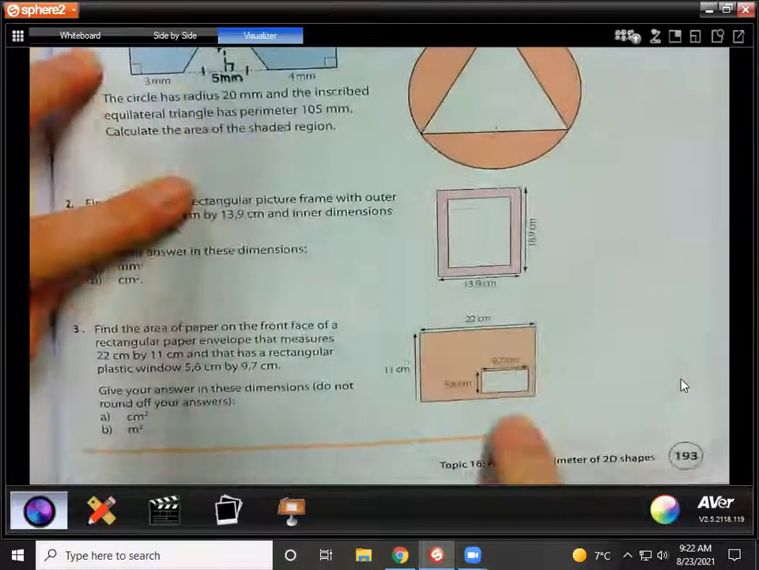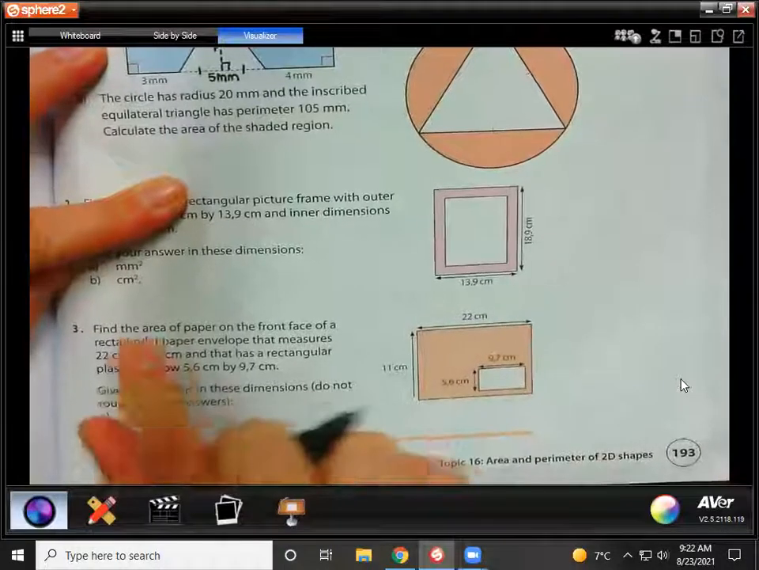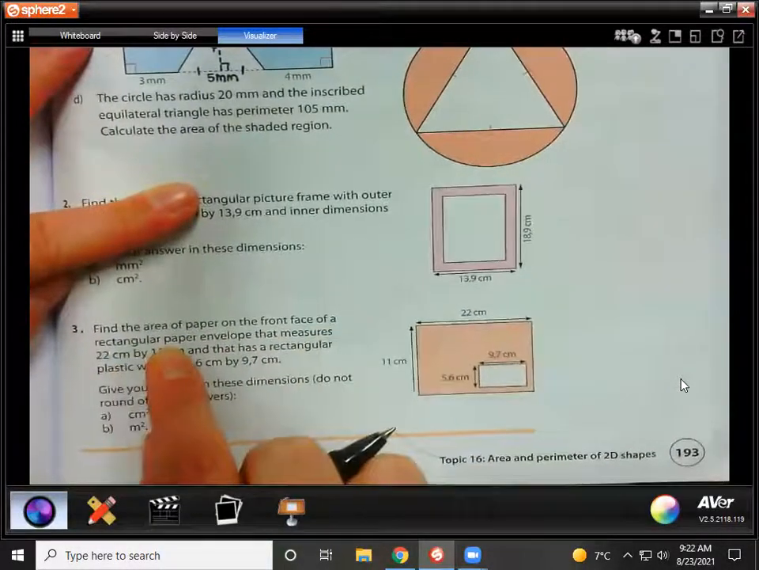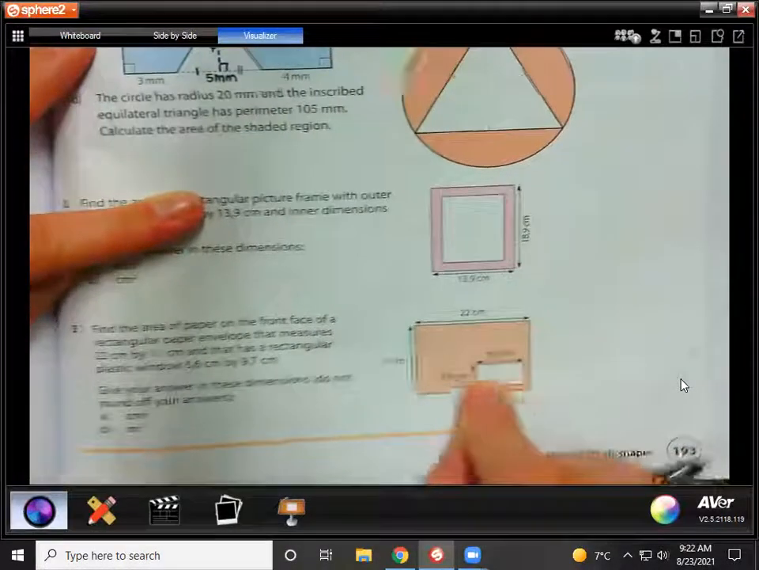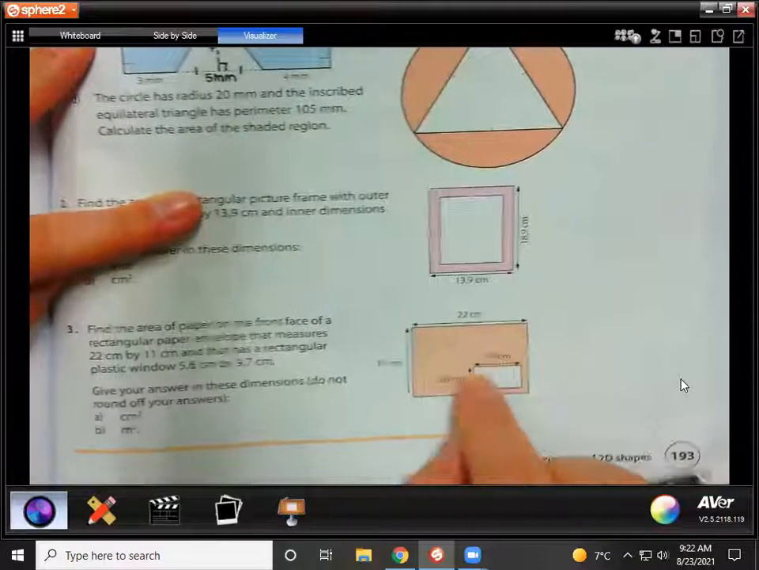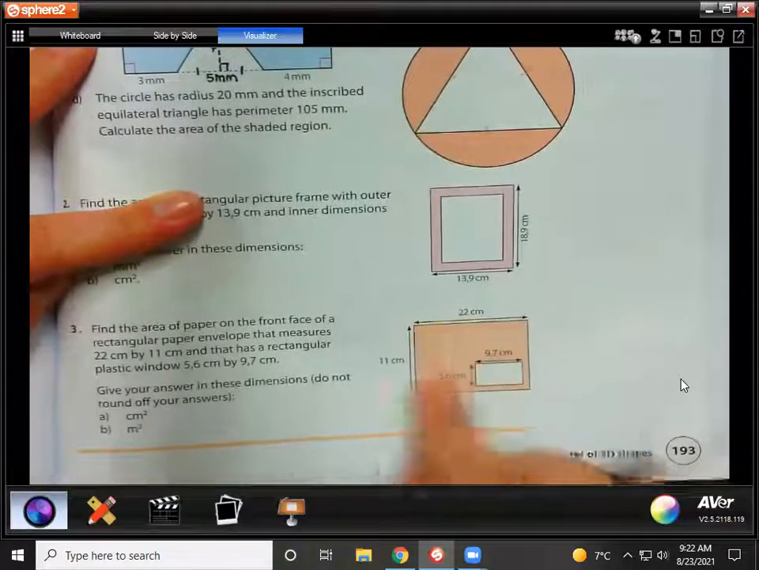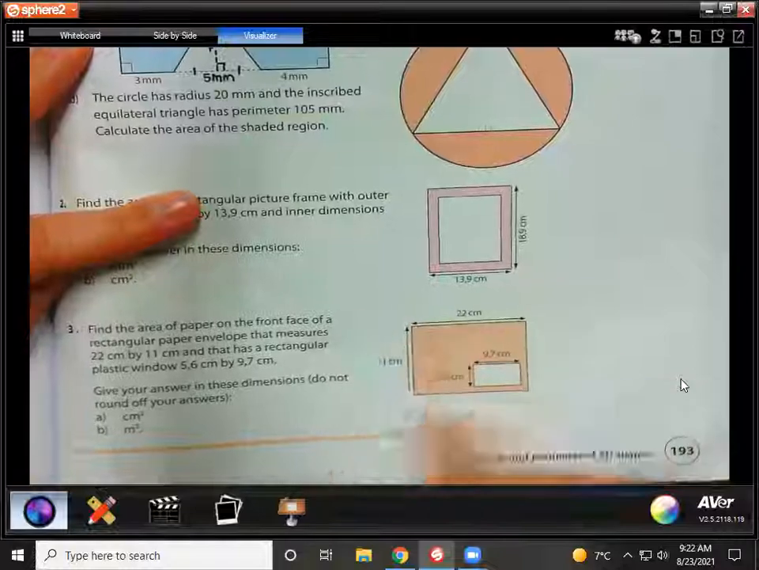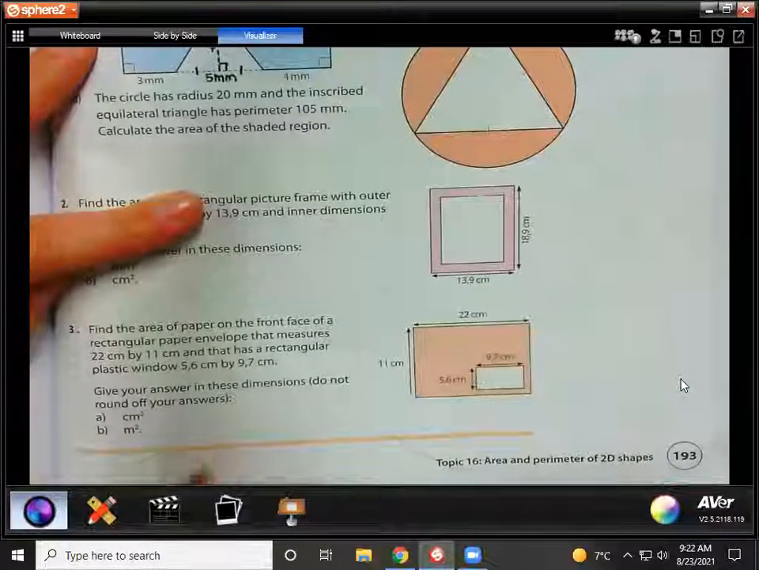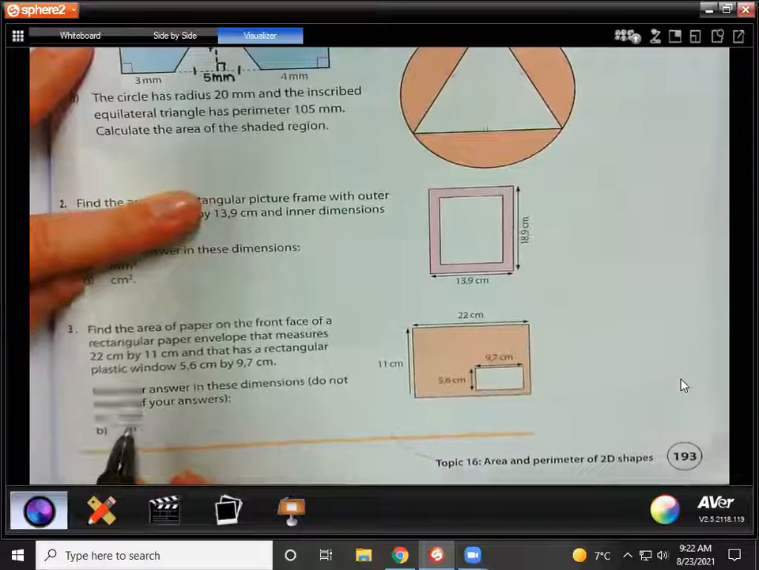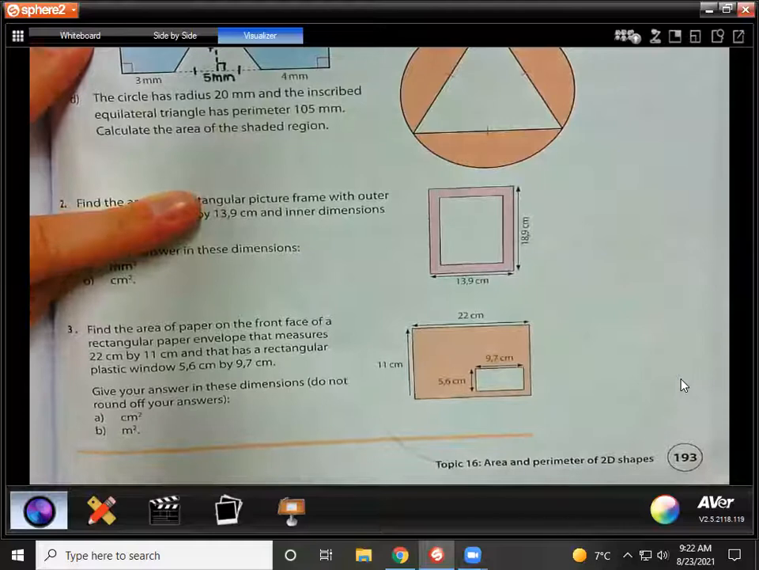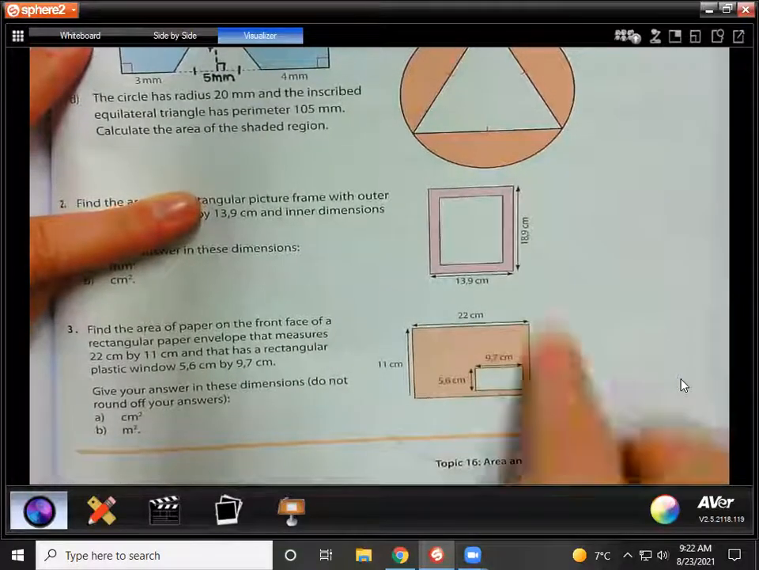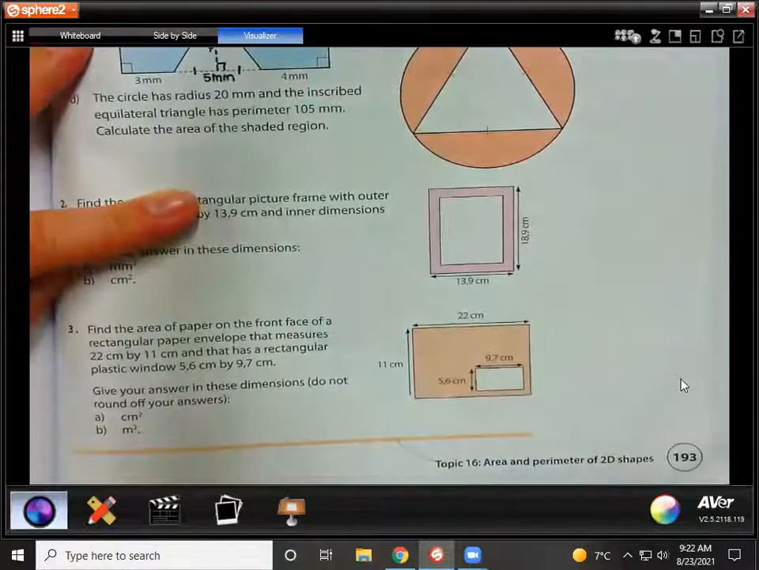And then the next one that you're doing is this one at the bottom, number 3. Find the area of paper on the front face of a rectangular paper envelope. All right, so this is the envelope, that's the little cutout thing. So you are finding the area of this orange part, I suppose. They've given you all the measurements that you need. Now guys, you're only doing 3A because in 3A, they're asking for the answer in centimeters squared. So you are finding the area, but your answer, if you're working with these centimeters, will be in centimeters squared. Okay.